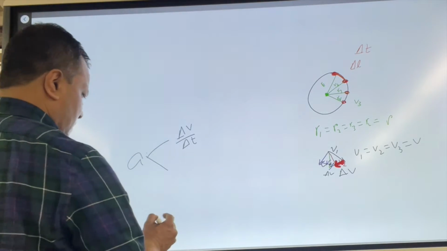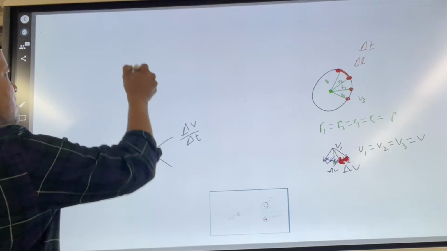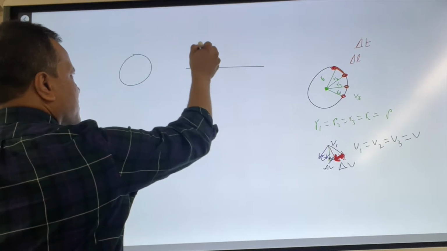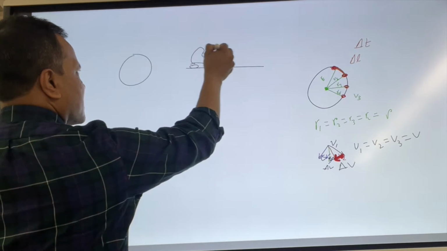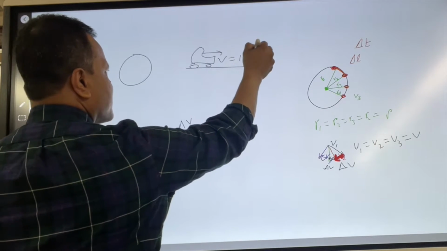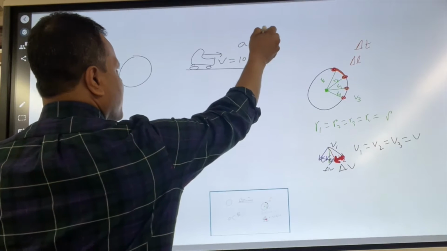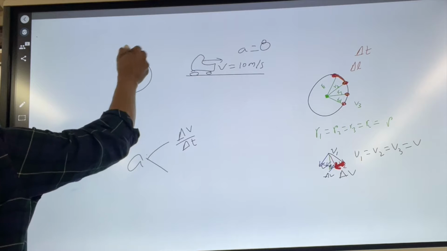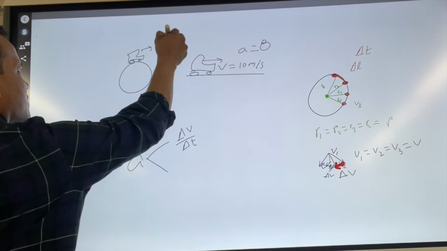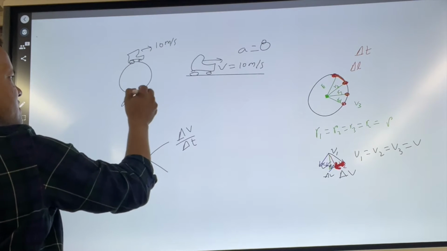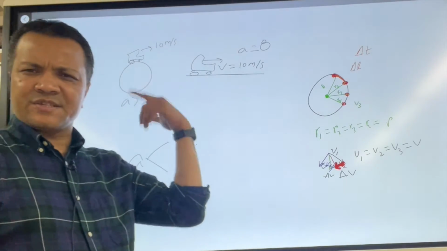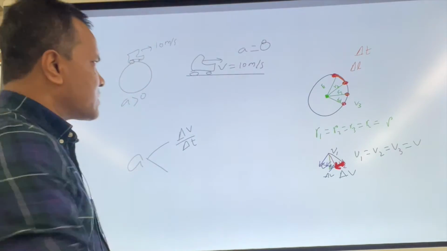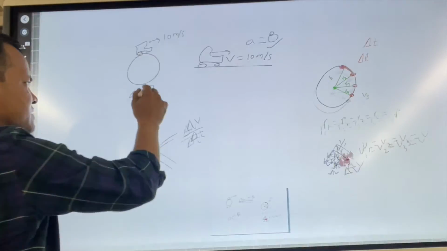Example. This car moves with a velocity of, let's say, 10 meters per second. What would be the acceleration here? Zero. This car also moves with a velocity of 10 meters per second. What would be the acceleration here? Not zero. Why is that? Because the velocity changes direction all the time. Here the velocity does not change direction, that's why acceleration is 0. There the acceleration is not 0.